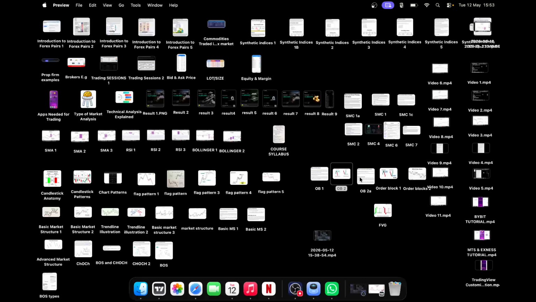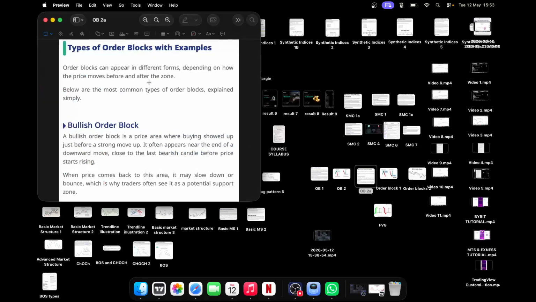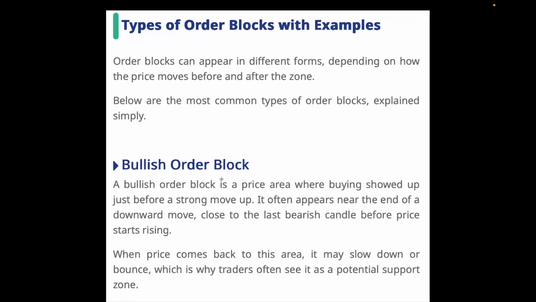It's very, very simple. So let's look at this one once more. So now I said a bullish order block. A bullish order block is a price area where buying showed up before a strong move. This is just a more detailed explanation for you so that you can understand it. You can pause the video and read more about what I'm trying to talk about. So when price comes back to this particular area, it may slow down or bounce back up.